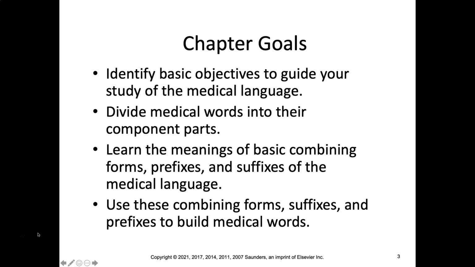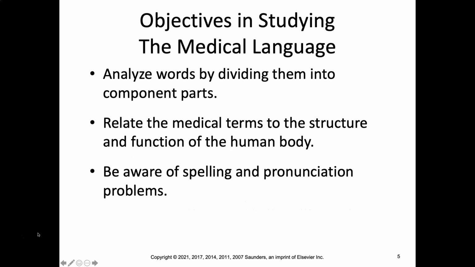What are the chapter goals according to your textbook? Well, we want to make sure that you identify basic objectives that will guide your study. We want to teach you how to divide medical words into their component parts and make sure that you learn the meanings of those basic combining forms, prefixes, and suffixes, and then use those to build words. So, objectives in studying the medical language.